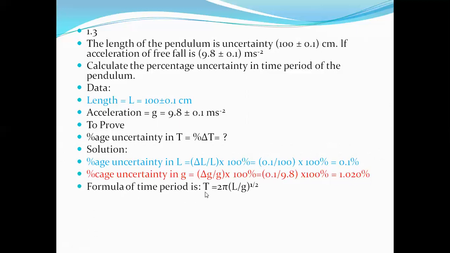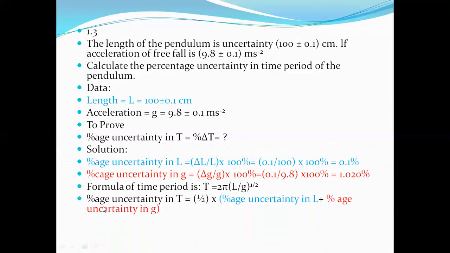The formula for time period, as we know, is T equals 2 pi under root L over g, or in this case we will write (L over g) raised to power 1 over 2, because we are writing 1 over 2 instead of writing under root. Now, for percentage uncertainty in the time period, the power has to be multiplied with the uncertainties. So 1 over 2 multiplied by the percentage uncertainty in the case of length, plus percentage uncertainty in the case of gravitational acceleration.